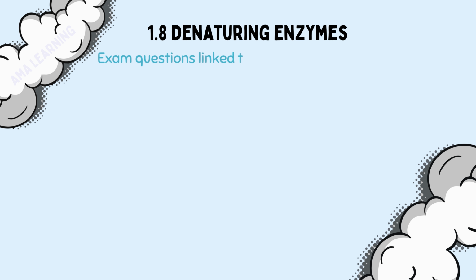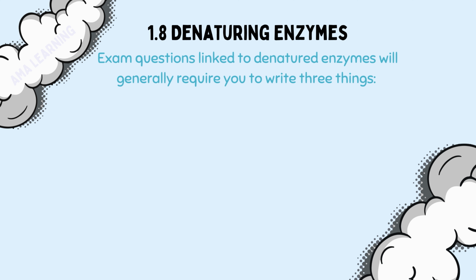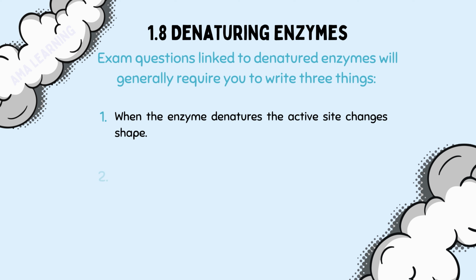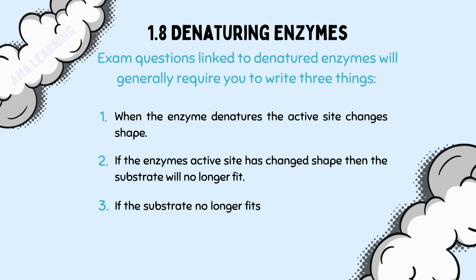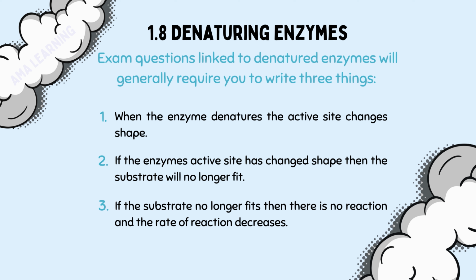Exam questions linked to denatured enzymes will generally require you to write three things. Number 1. When the enzyme denatures, the active site changes shape. Number 2. If the enzyme's active site has changed shape, then the substrate will no longer fit. And number 3. If the substrate no longer fits, then there is no reaction, and the rate of reaction decreases.